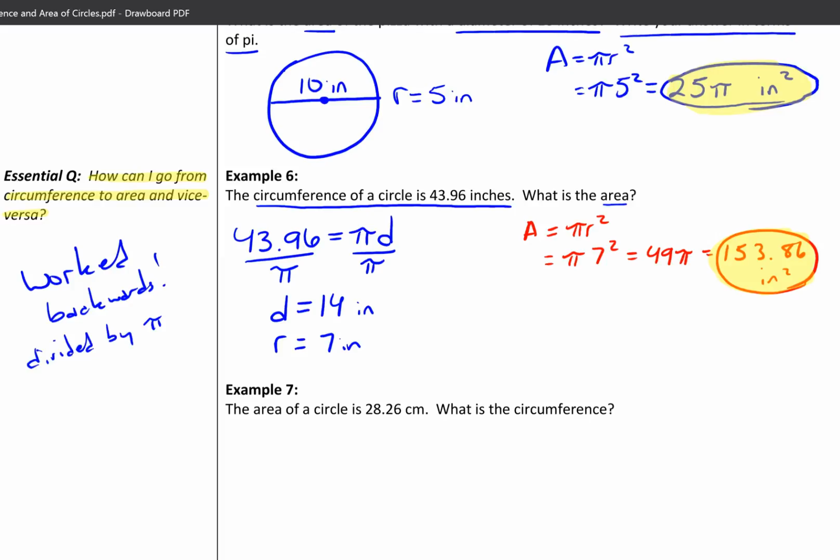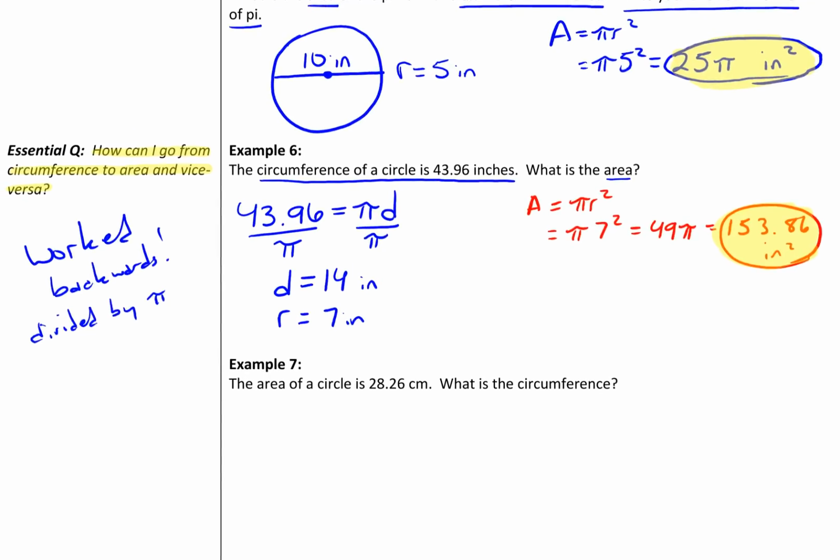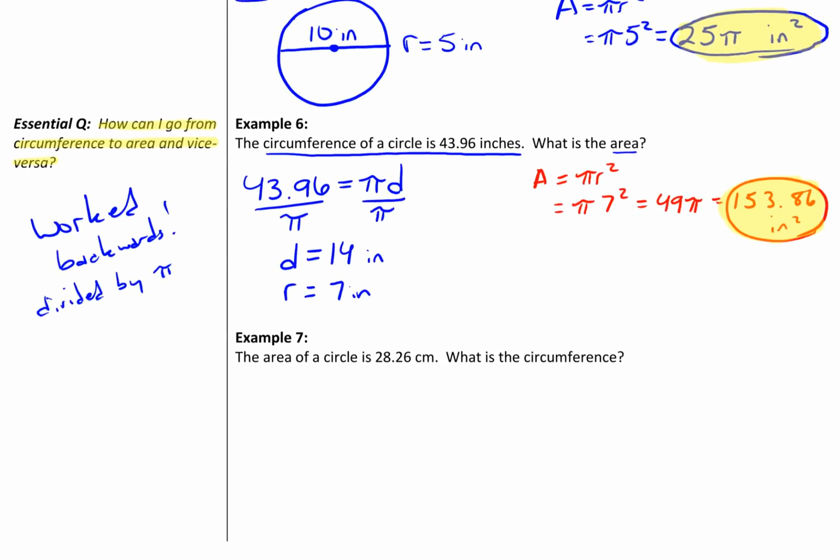All right, lastly, the area of a circle is 28.26 centimeters squared. What is its circumference? So same thing, nothing really different here, except that we're going to start with the area formula of pi r squared. So replace A with 28.26 equals pi r squared. Divide both sides by pi. And what we get here is r squared equals 9.